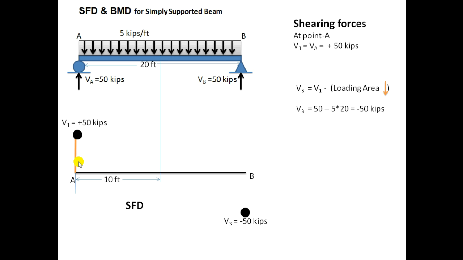and the shear force at point B we can find out from the shear force at point A, V1 minus loading area, which is acting downward. So that is why we have minus it from the previous shearing force. This load is acting downward, so we have taken the loading area 5 into 20. 5 is the value, 20 is the span, and the 50 is the previous moment, that is here. 50 minus this area, we will find out the shear force value at point B.